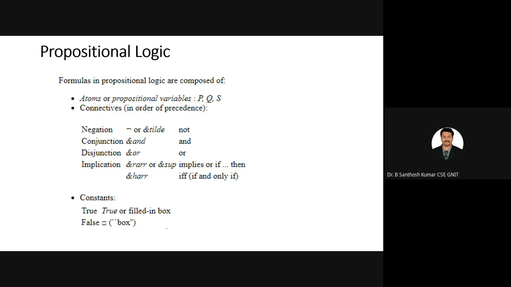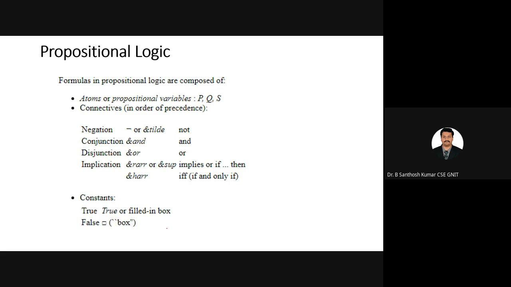Then we are using the connectives. The first one is negation, which we represent using a symbol also called the tilde symbol. The negation symbol is used for the NOT operation. Then the conjunction, which we always use for AND operations. Then the disjunction, which we use for OR operations.